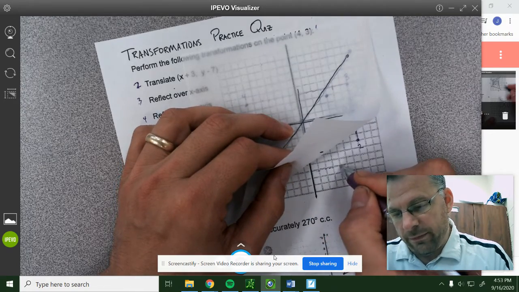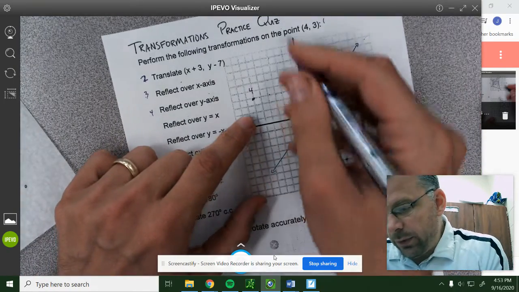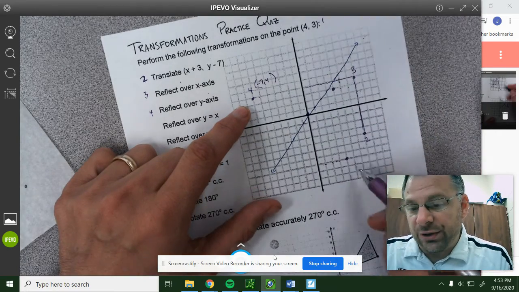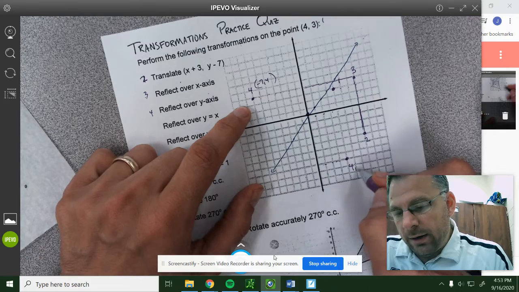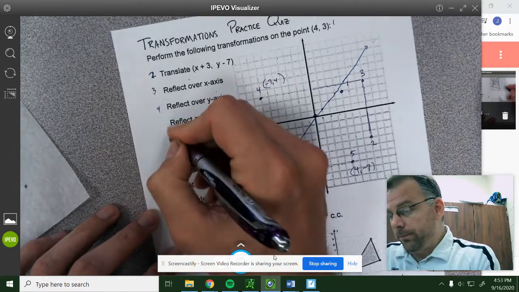1, 2, 3, 4. I know I need the same kind of numbers. So this one was -7, 4. So I need something with 4s and 7s. This is going to be 1, 2, 3, 4, and then down to -7. This is my 5th point.